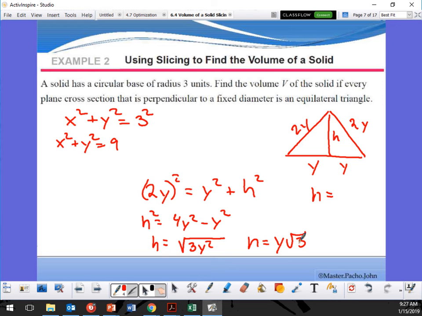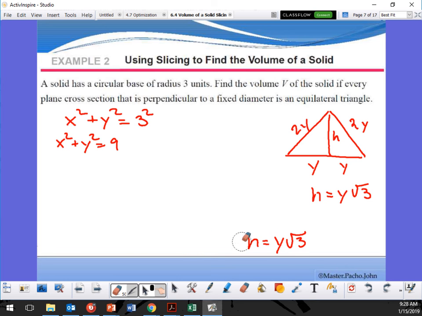You guys remember the special right triangle now? Yeah, I do. Now you do? Okay, y square root of 3. I said that. I couldn't speak up. I doubted myself. Thank you. Okay. Good job. Okay, so we get that. So we have a value there.